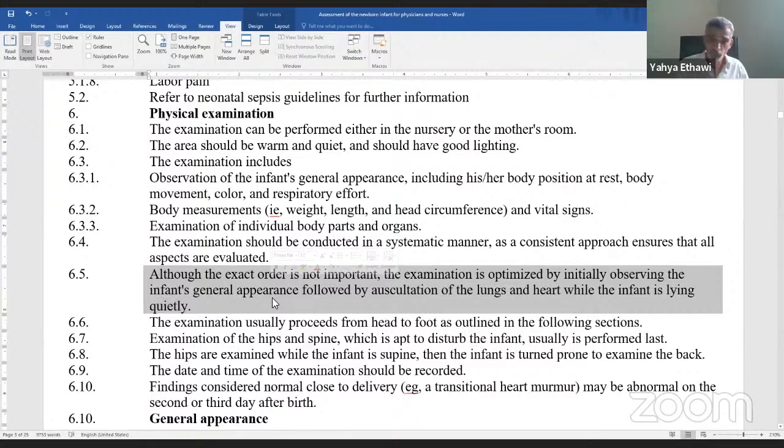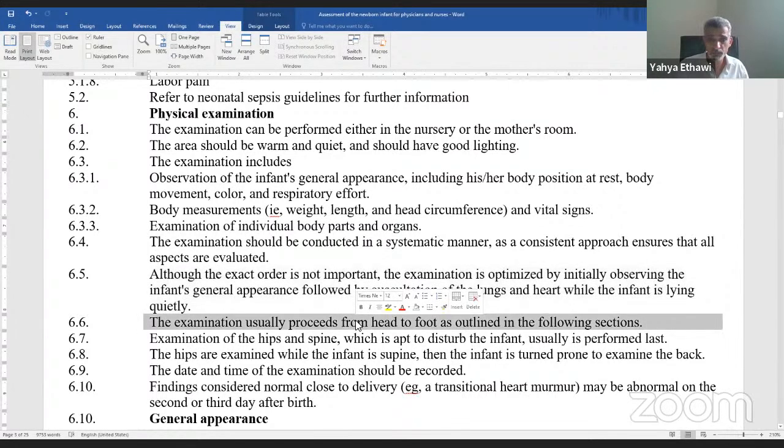But the way you do the exam is not important. The most important thing is that you have a systematic way of examining: from head down to toes, from toes up to head, from front to back, or by system, such as CNS, cardiovascular, and so on. Whatever you want to do, but you should have a system and be consistent. Always remember to check the back. Very important.